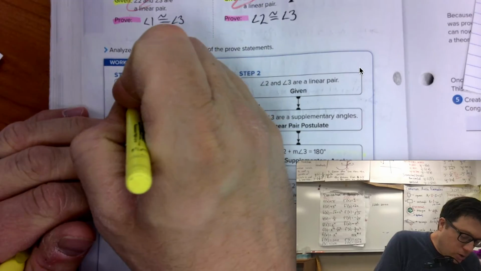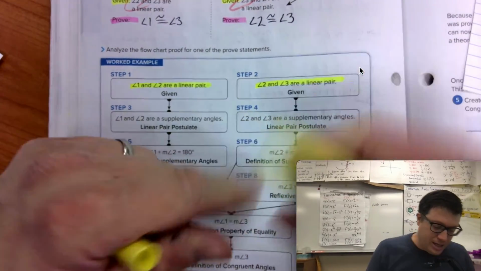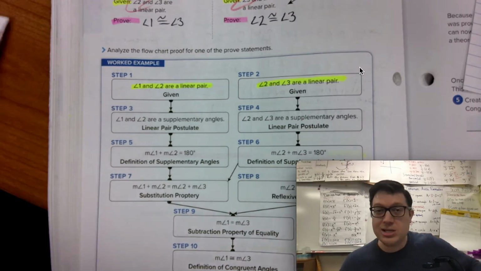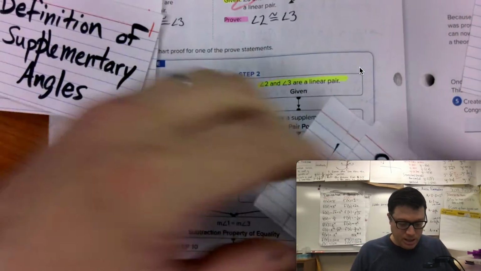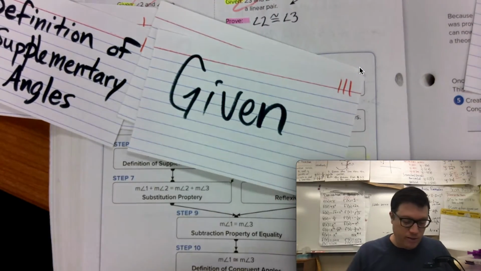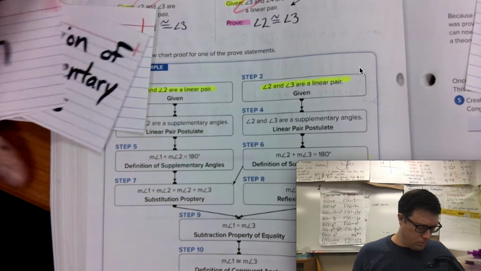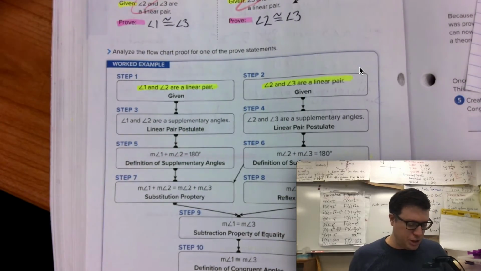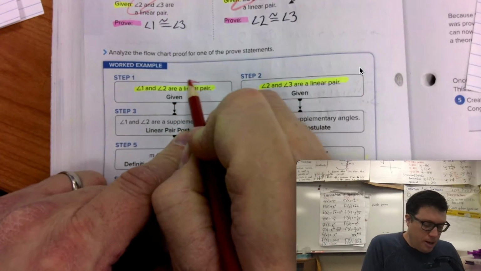This angle 1 and angle 2, that's given. This angle 2 and angle 3, that's given. Uses given. So I'm going to make sure that I'm reminding you that we need to always be looking for the givens in the problems that we're doing. Linear pair postulate.